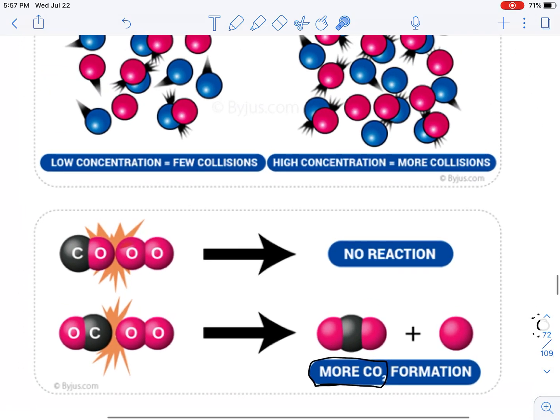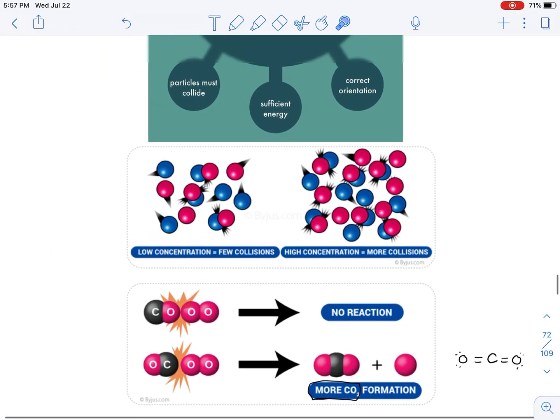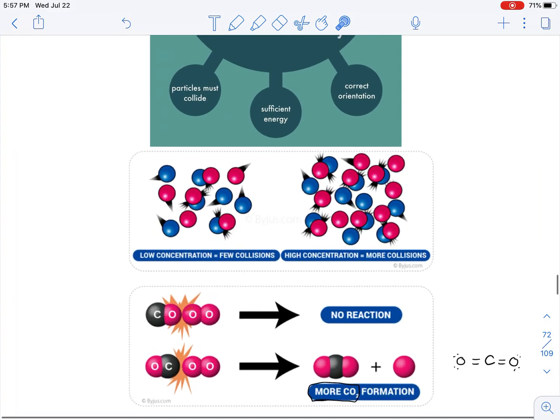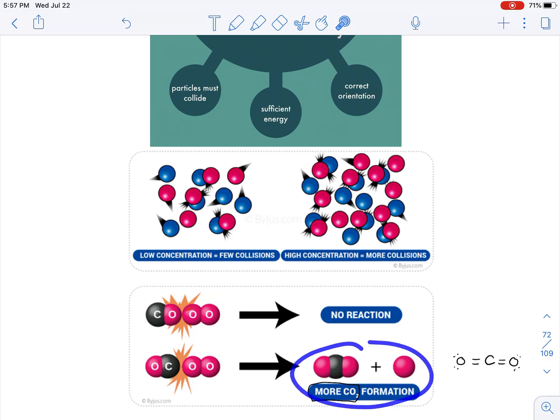And so, in short, the frequency of collisions can dictate the rate of the reaction, and the molecular orientation of the reactant particles when they collide can also influence the rate of the chemical reaction.